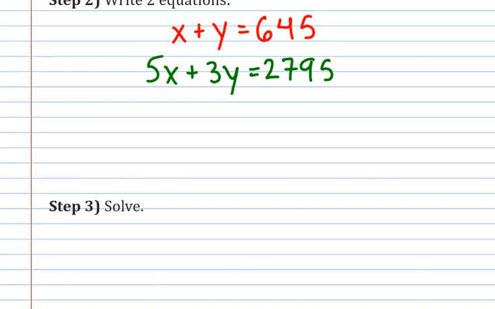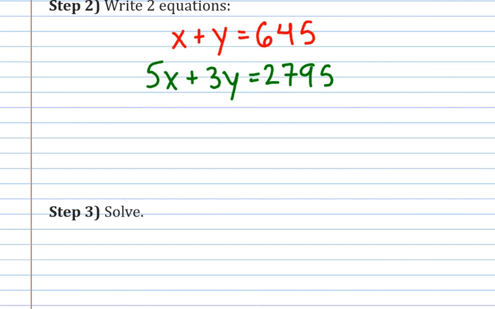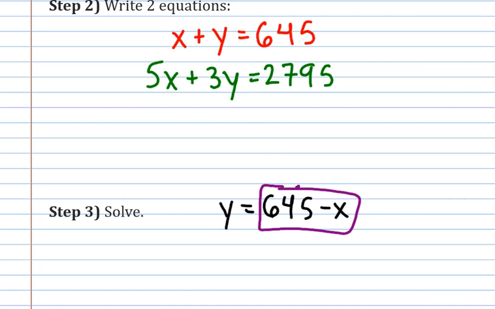Now I'm on the last part where I actually need to solve it. I need to get one of the variables by itself. So probably the top x or the top y would be the good choice. Last time we solved for x, let's solve for y this time. So y would then equal 645. How do I get rid of a positive x? I subtract x.